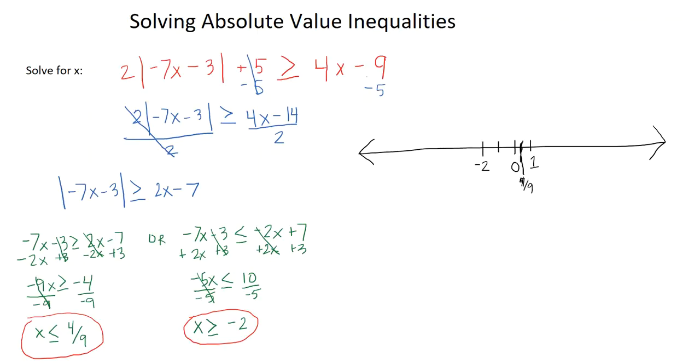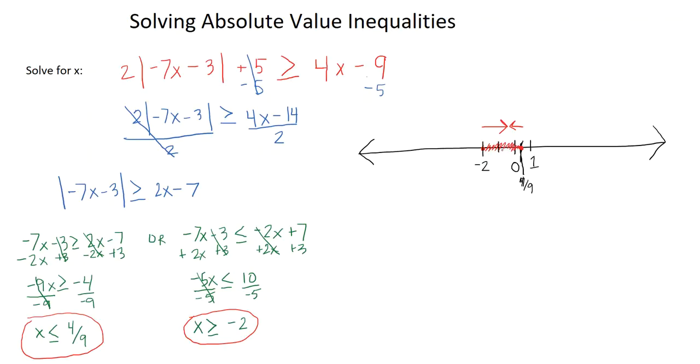So since we have an equal sign on both of these, we're going to place a closed circle or a point on each of those solutions. And so that means that these numbers are included in the possible solutions for this inequality. Then from -2, x would be greater, so from here it would go that direction. From 4/9, x is less than, so from 4/9 it would go that direction. So that means we're going to shade everything in between.